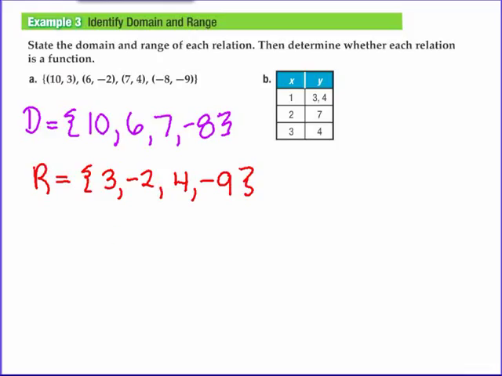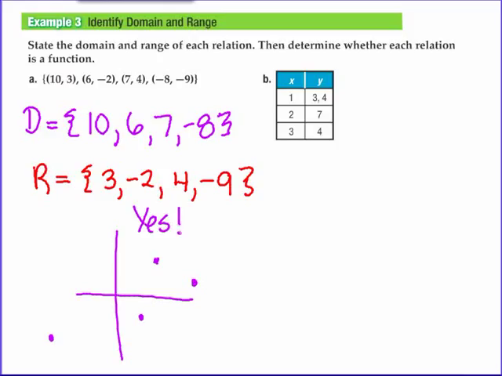Okay, what I could do though is I could plot those. 10, 3 would be over here. 6, negative 2 would be down here. 7, 4 would be somewhere up here. And negative 8, negative 9 would be somewhere down here. So is that going to be a function? Yeah. So it will be a function, so we put yes.